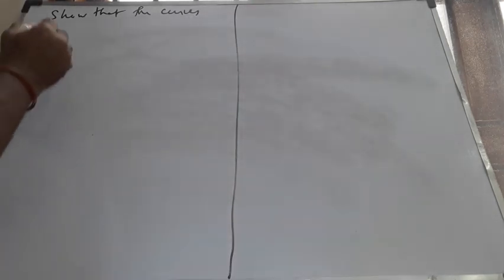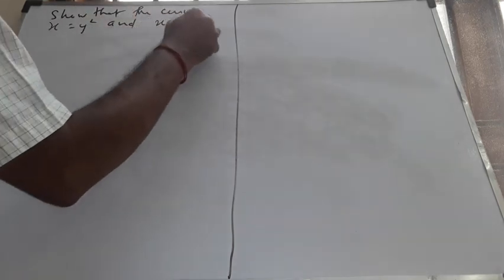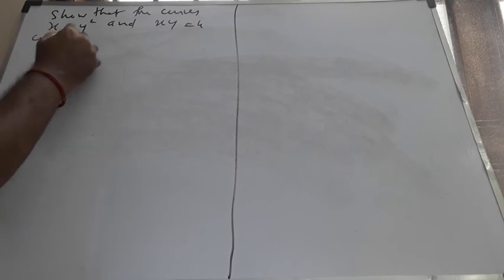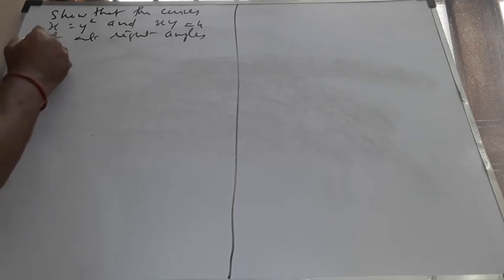Just listen. Show that the curves x equal to y square and xy is equal to k cut at right angles if and only if 8k square is equal to 1.